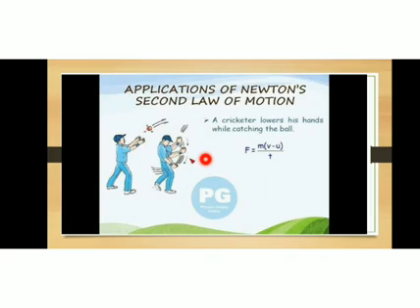So the fielder increases the time during which the high velocity of the moving ball decreases to 0, and thus the acceleration of the ball is decreased, and therefore the impact of catching the fast moving ball is also reduced. But if the ball is stopped suddenly, its high velocity decreases to 0 in a very short interval of time. The ball comes to rest suddenly. So the rate of change of momentum of the ball will be large, and therefore a large force will be exerted by the ball that may hurt the palm of the fielder.